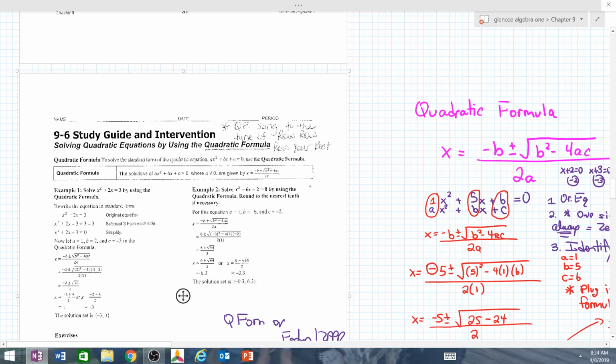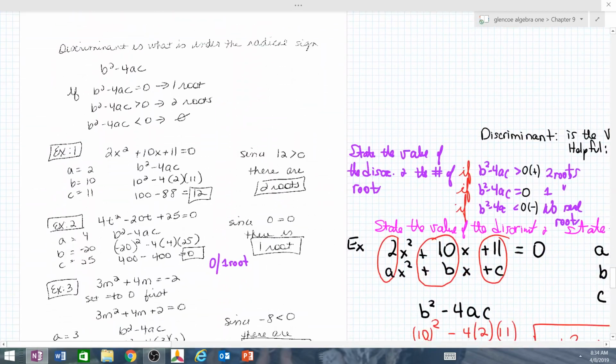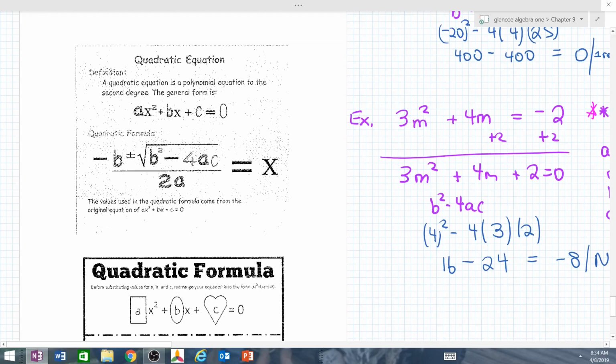Solving quadratic equations by using the quadratic formula. There's a front and a back, continued. And then there's this page at the end. Do you guys have this page? Let's see if that's got copied into my notes. It would have been nice if it did. Yay, that's what I want.